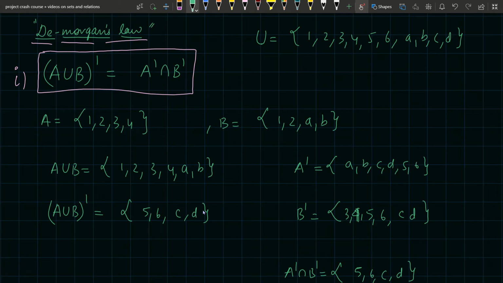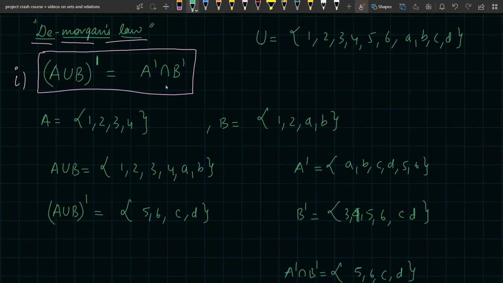Okay, so let's understand De Morgan's law a little bit better. There are two De Morgan's laws. One is this expression: (A union B) complement. This dash is complement. (A union B) complement is A complement intersection B complement. So this is the first part of De Morgan's law.